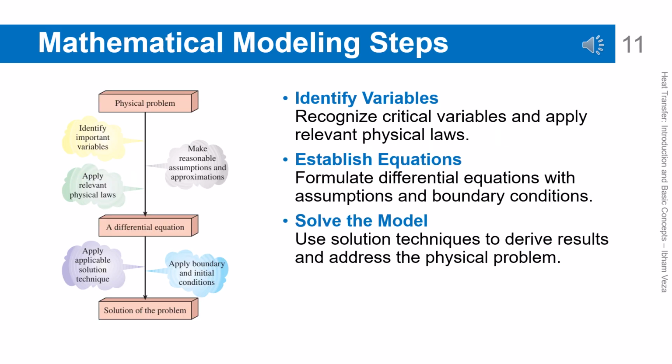Mathematical modeling steps. Mathematical modeling starts by identifying the important variables and relevant physical laws. Then, assumptions are made to simplify the system without losing the main characteristics of the problem. Differential equations are formulated together with boundary and initial conditions. The next step is to solve these equations using appropriate methods. The final results must always be interpreted back in the context of the real physical system.